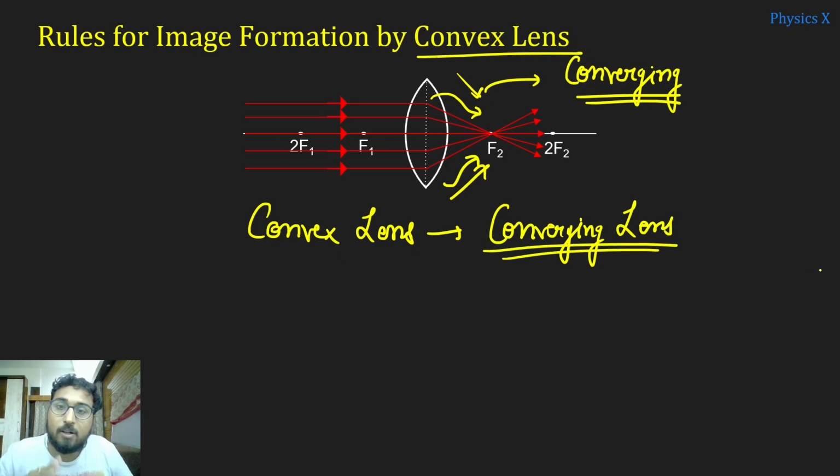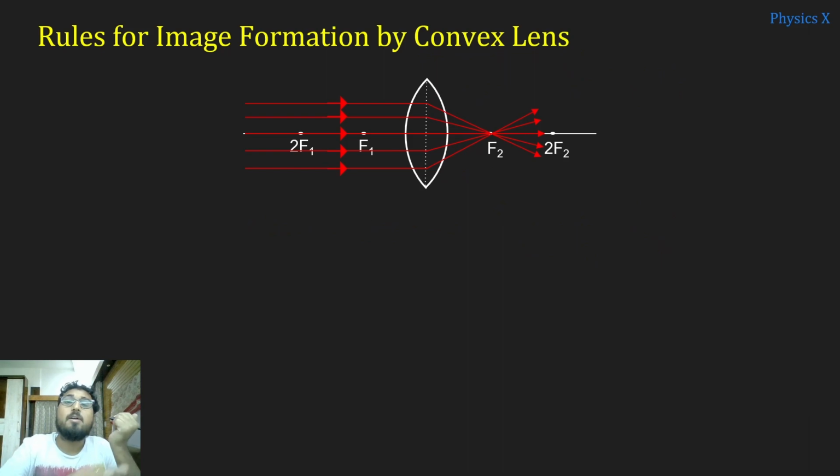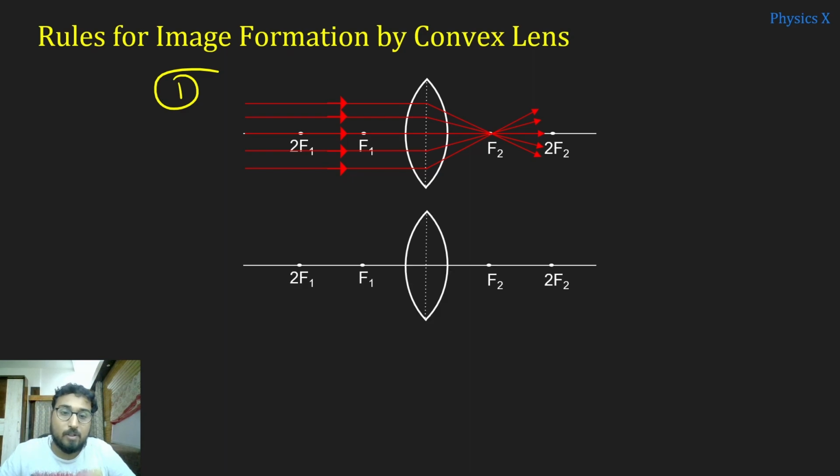So we call convex lens also as the converging lens, because after refraction the rays of light are converging, that is they are meeting at a point. And if you are more precise to tell, then the point is the focus, right? So this is the meaning. This is nothing but your first rule for image formation of convex lens, that is the rays parallel to the principal axis will pass through the focus. The second point we will be seeing.